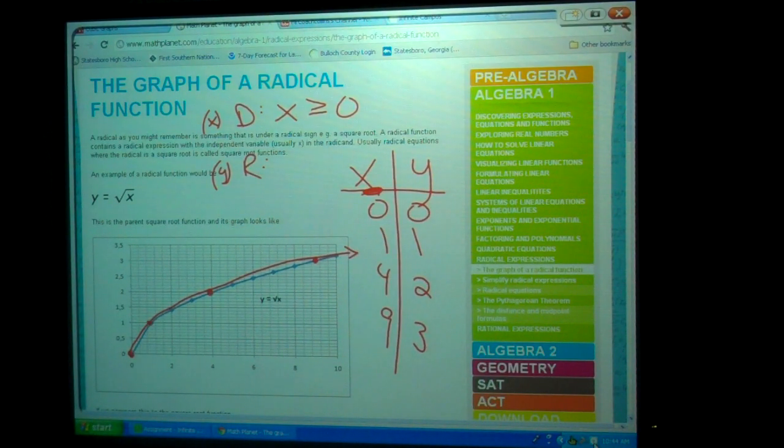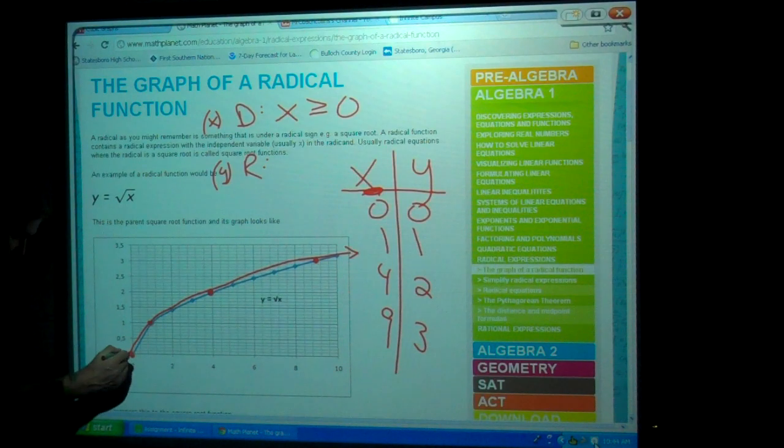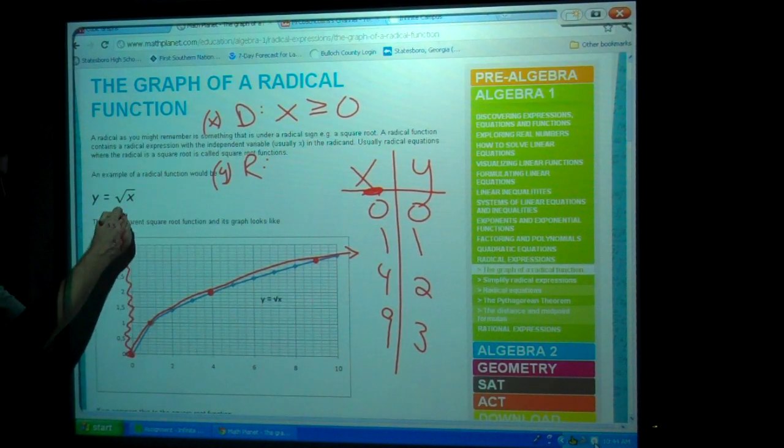No, it won't always be the domain. Okay, good question. It will change. How about the range? The range, we talk about the y values. We talk about from this value and up and up and up and up forever and ever and ever. What is the range on this?